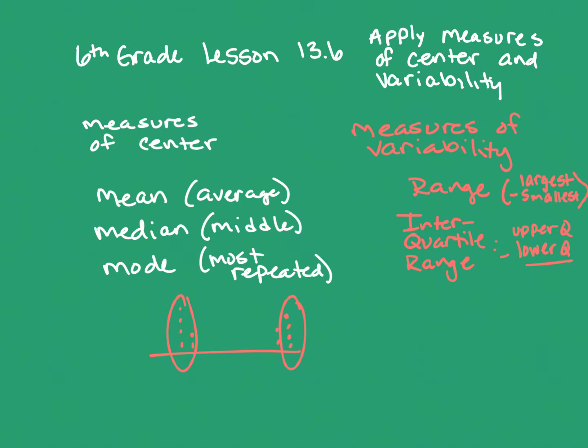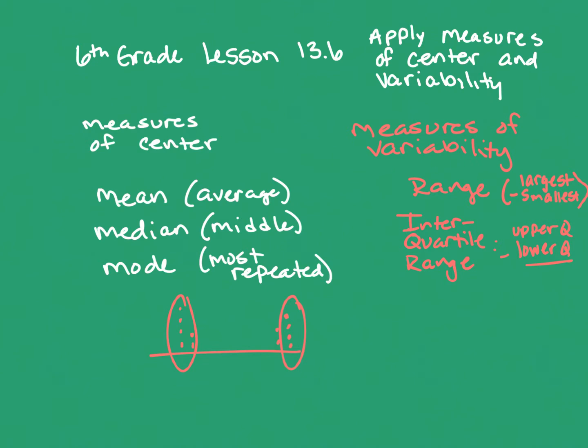Mean is a good one to use, and unless there's a big outlier in there, then median might be better. Or if you have this big split where you have a mode on opposite sides of the spectrum, then that might be a good way to express the center of the information.